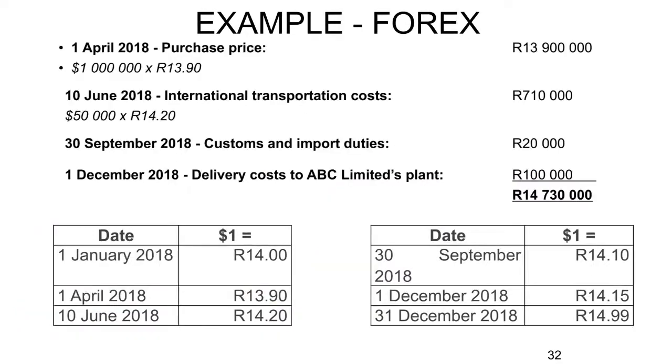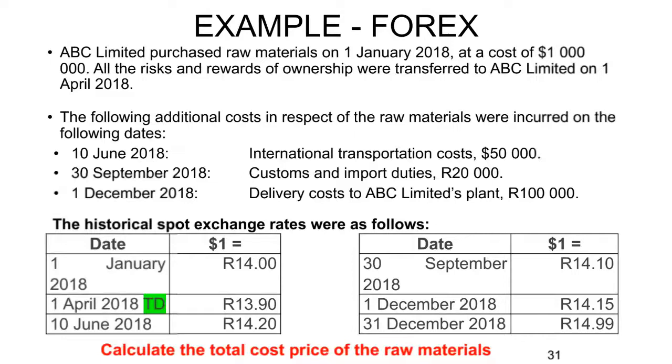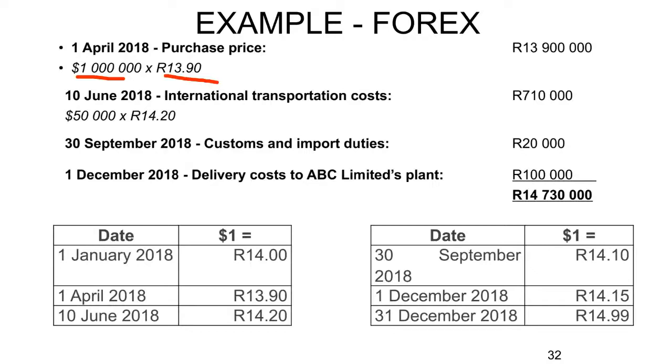Let's have a look at how we're going to do that. This is what we're going to do. We're going to say the 1 million times 13.9. Where did we get that 13.9? We got the 13.9 there on transaction date, right? The 1 million times 13.9 is going to give you 13,900,000, right? Then we've incurred on the 10th of June, we've got $50,000, and we're going to multiply that by the Rand multiple, which is 14.20, right?